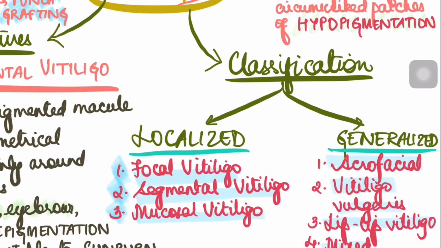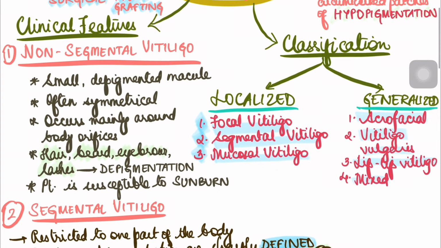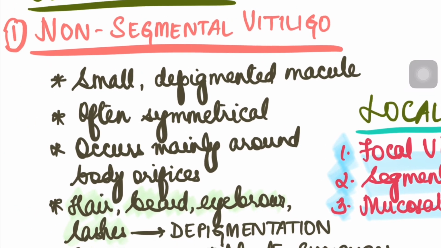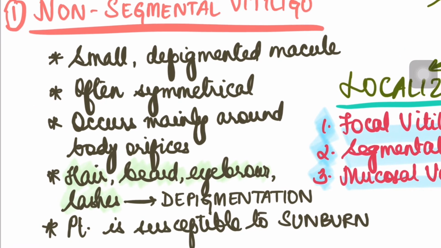Now coming on to next, we have what are the clinical features that we get to see in vitiligo. Clinical features can be divided into three types based on the classification. So you have non-segmental, segmental and lastly your trichrome vitiligo. Now when we talk about non-segmental, it is basically that you get to see small depigmented macules which are often symmetrical. It occurs mainly around your body orifices, and in this your hair, beard, eyebrows, lashes result in depigmentation. Okay, and the patient becomes very susceptible to sunburn.